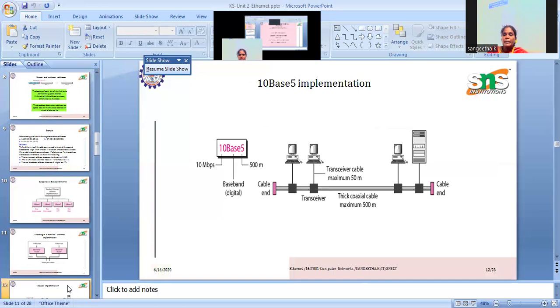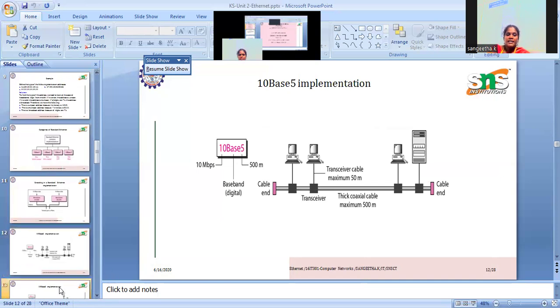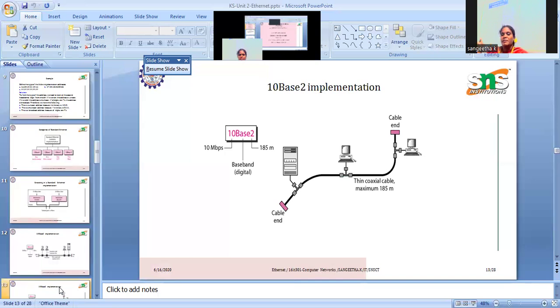The 10Base5 implementation looks like this. The main cable is like a bus topology. The thickness of the cable is very large, so it doesn't have any flexibility to fold or adjust. Baseband signal is used, and the data rate supported is 10 megabits per second. The second one is 10Base2. Here the cable length is 185 meters. Thin coaxial cable is used, so we can adjust it like a garden hose. It also supports 10 megabits per second with baseband signal.